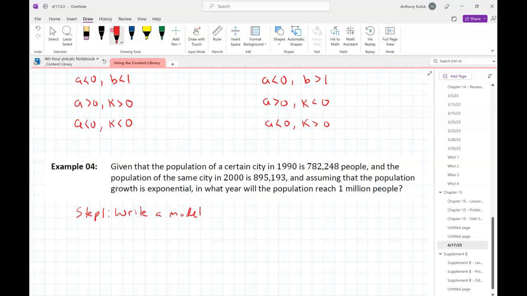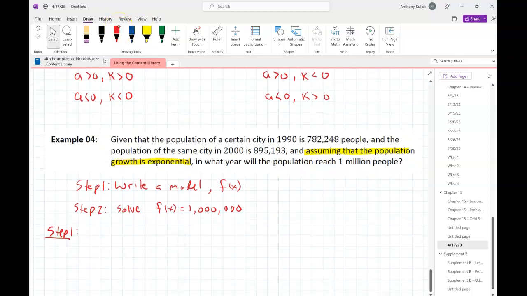So when I read this, I'm going to think about this as a two-step problem. Step one, I'm going to want to write some model to describe the situation. I'll call that model f of x. And in step two, then, I'm going to solve the equation for when that model is equal to 1 million. Everybody's okay with that plan? All right. So let's start with step one, because we have to have that function f of x first. We're told the population growth is exponential.